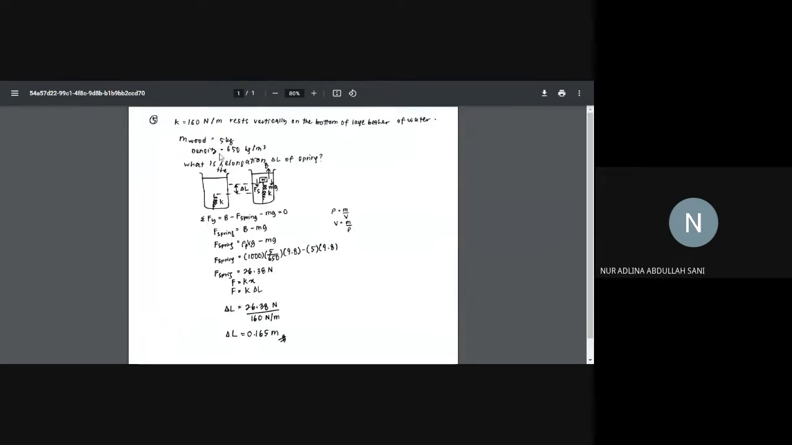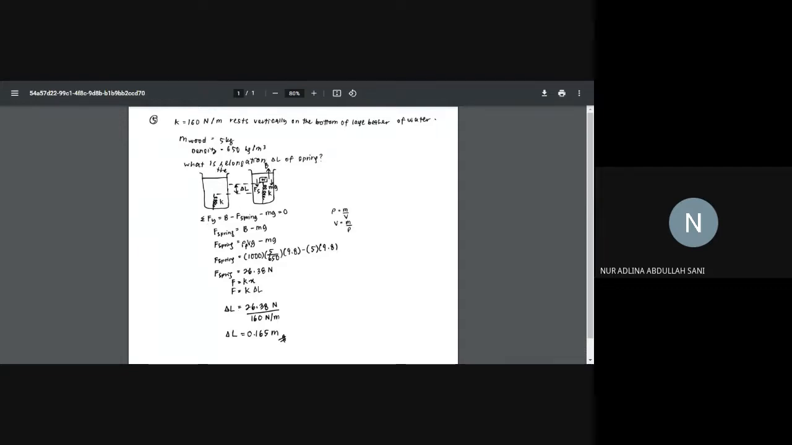Memula saya senaraikan semua yang dia bagi dalam soalan. So, saya buat summation Fy equal to buoyant force minus F spring minus mg equal to 0. So F spring saya pindah ke kiri, buoyant force minus mg. So the buoyant force we know that rho Vg. Untuk dapat volume dia tak bagi, tapi kita boleh tahu berdasarkan formula density, V equal to m per rho. This is the density of the fluid which is 1000 untuk water. So 5 per 650 and g 9.8, minus 5 multiply with 9.8, so we will get 26.38 Newton.